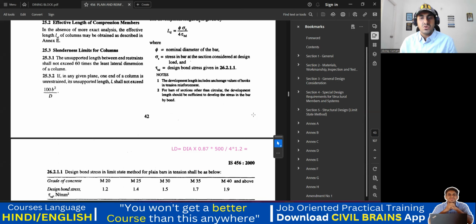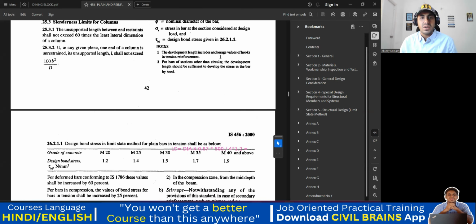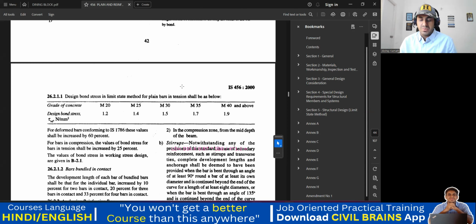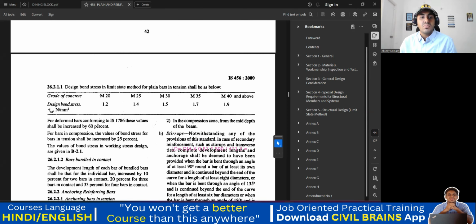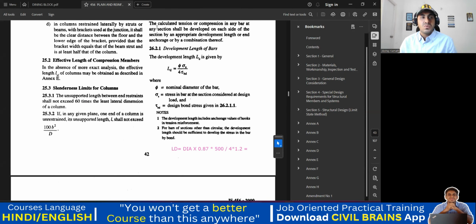Actually, what we did, since we are taking the bar, it is our HYSD bar. So it's telling for deformed bar, you have to increase this by 60%. So that means this answer, you multiply it by 1.6. 1.2 into 1.6 will do. Why 1.6? Because we have to increase it by 60%. So that is why I'll multiply this by 1.6. Now you tell me what is the answer you are getting.